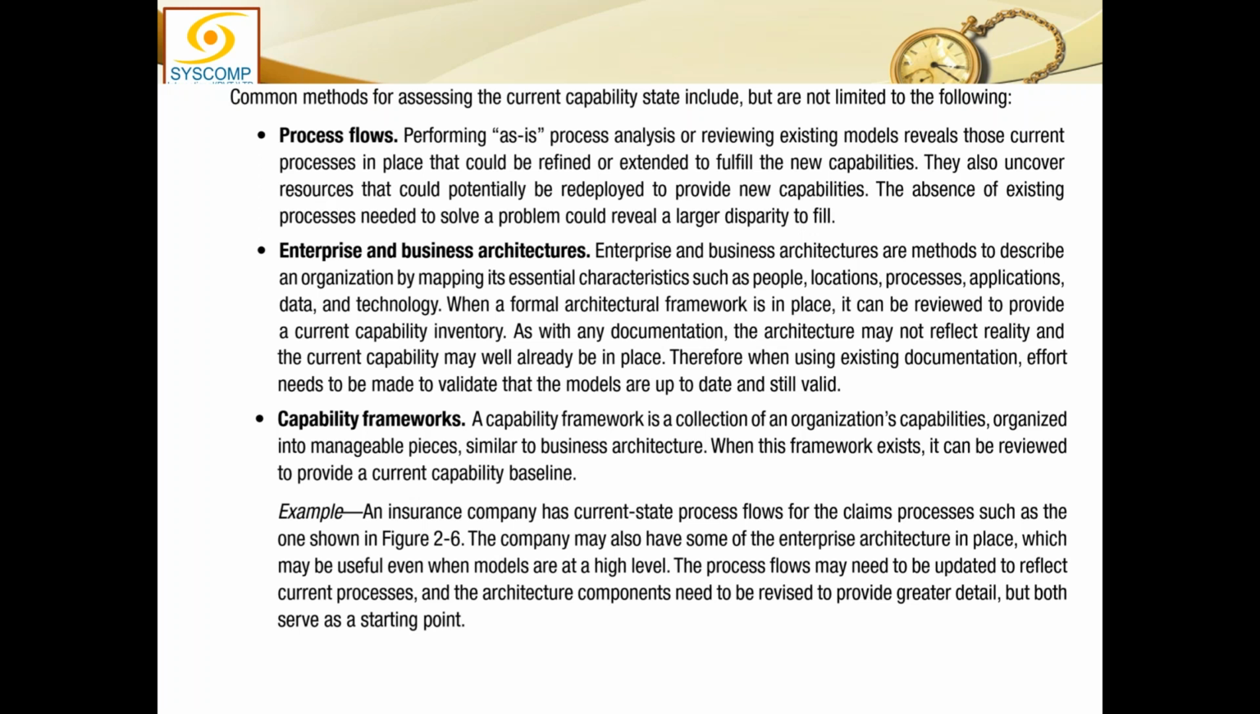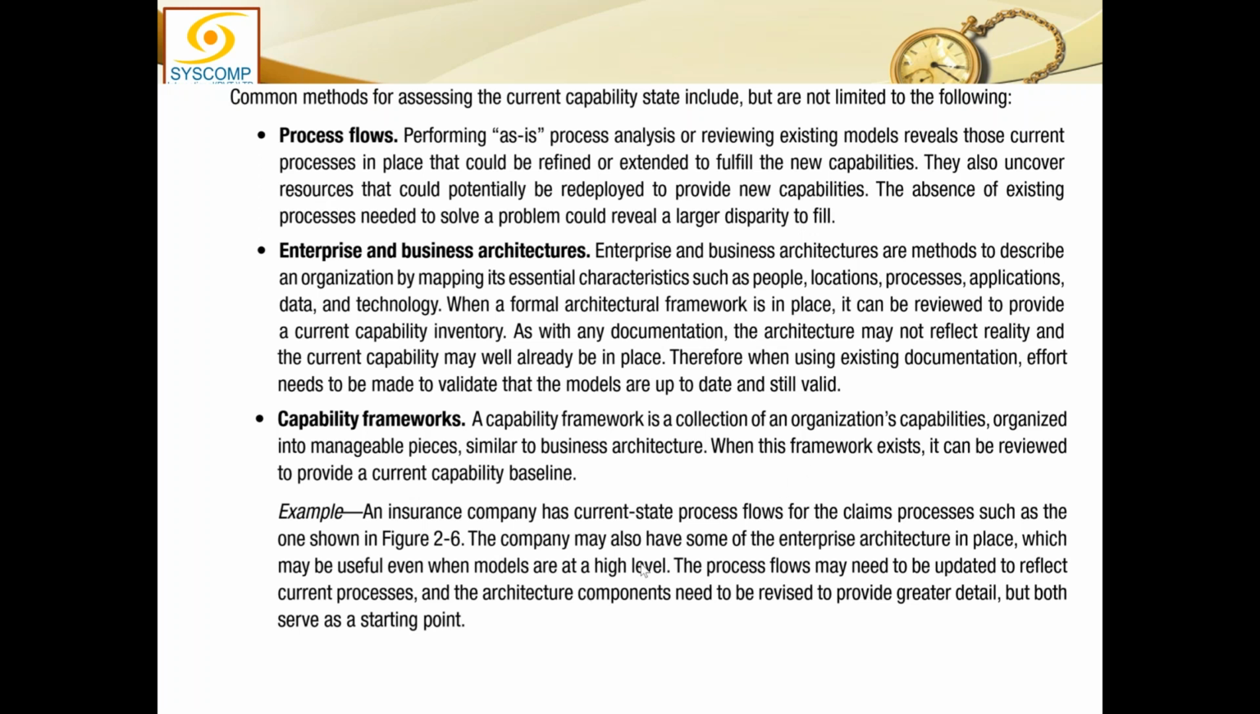There are capability frameworks. A capability framework is a collection of an organization's capabilities organized into manageable pieces, similar to business architecture. When this framework exists, it can be reviewed to provide a current capability baseline. So we would know, at one single place, all the capabilities of the organization are properly tagged. For example, an insurance company has a current state process flow for the claims process, such as shown in figure 2.6.